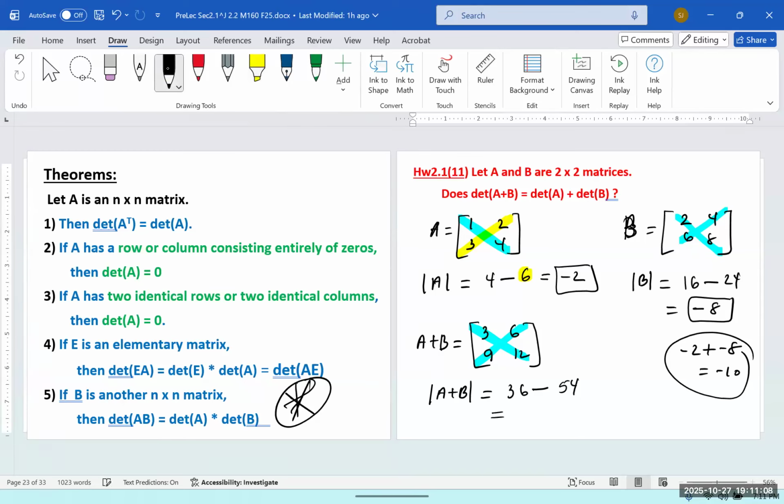So 36 minus 54 gives us -18. So are the two the same? Nope. So is this true? No.